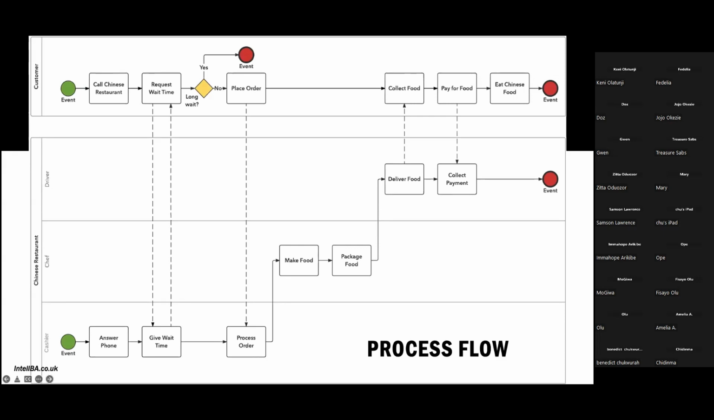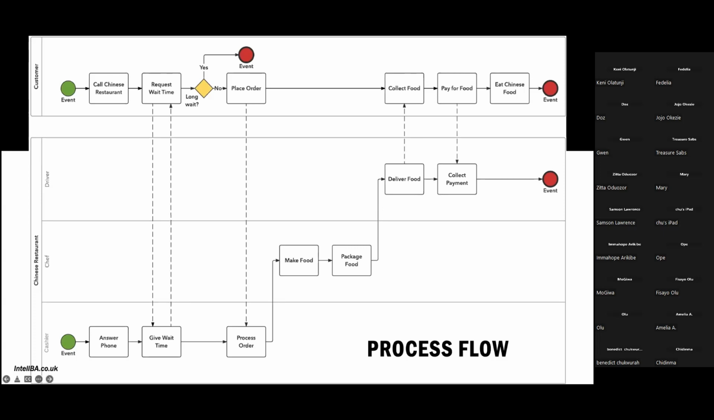And then you speak to the cashier, they process the order, and then they send the order to the kitchen, to the chef. The chef makes the food. The chef packages the food and calls the driver. The driver picks up the food and delivers the food.